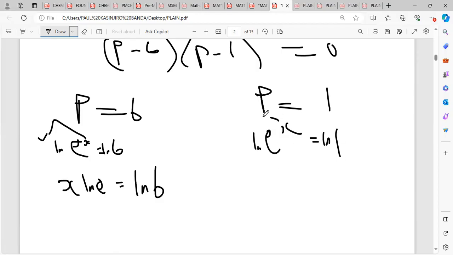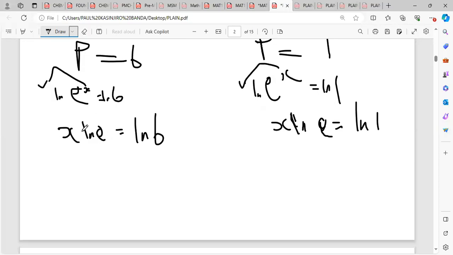Then on this side, still the x is going to drop. Then you have x ln e equals ln 1. So let's find the x. ln e, when you punch it on your calculator, you're just going to discover that it's 1. ln e is just 1. So meaning here the x is just equal to ln 6. That's the answer there.